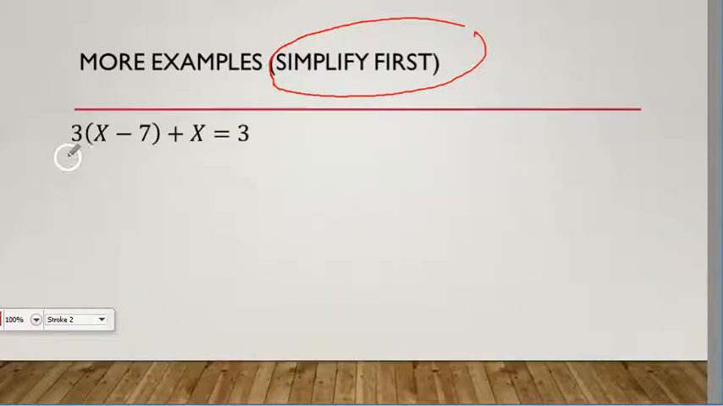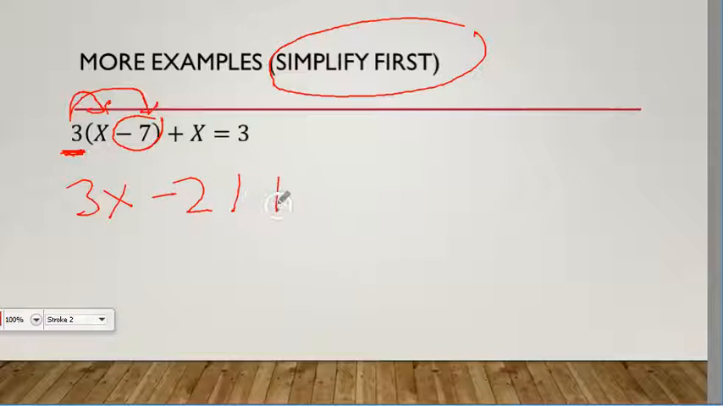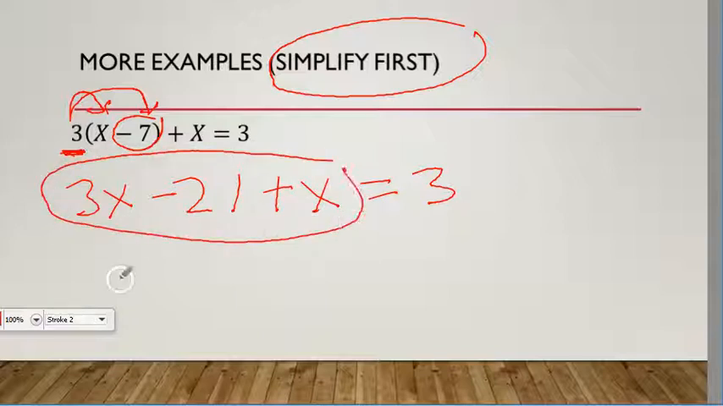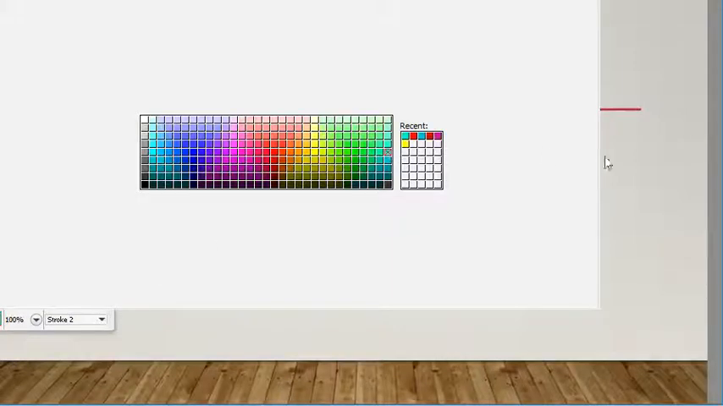So you guys know that whenever we have a number in front of a parentheses, we have to distribute that number, or multiply that number by everything inside the parentheses. So let's go ahead and do that. 3 times x is 3x. 3 times -7, because there's a minus sign in front of the 7, it makes it negative, is -21, plus x equals 3.